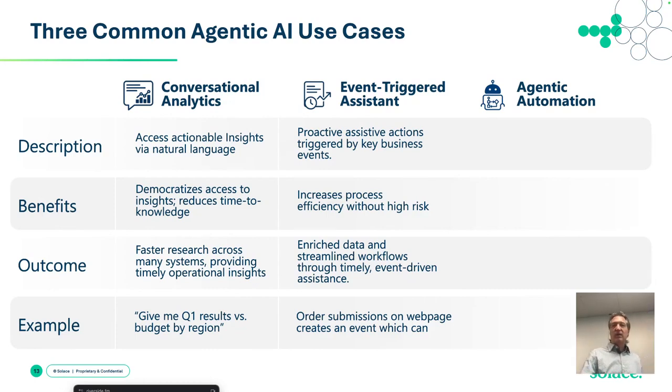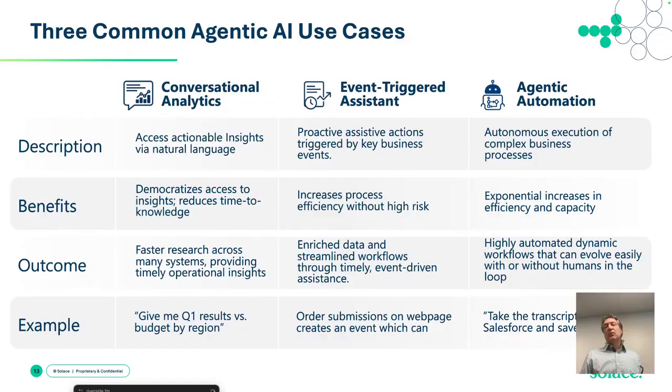And then the third one is agentic automation. So maybe you have a cron job or something that runs at 10 a.m. or whatever every morning and backs up your database, or you can put in some complex workflows in there.